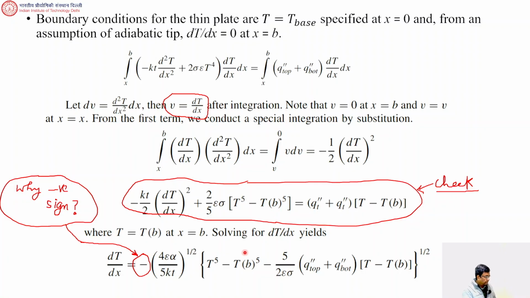And from here, of course, we can get dT/dx because this is dT/dx squared. But you can see that dT/dx has been obtained by taking a square root, correct? So my question there, which I've written on the slide, is why do we have a negative sign?